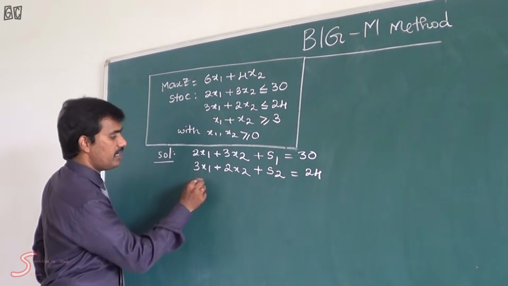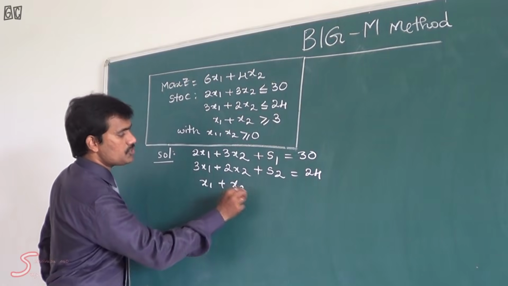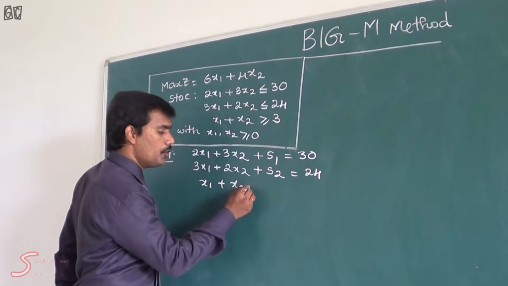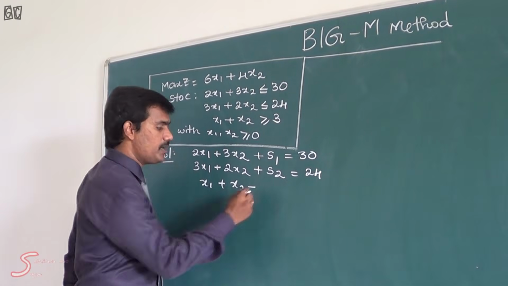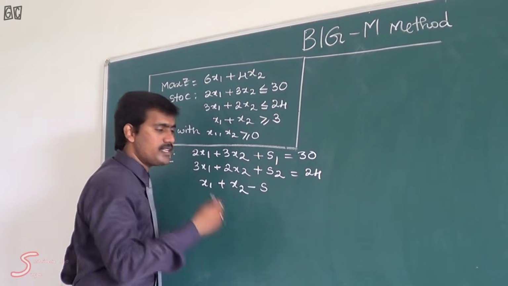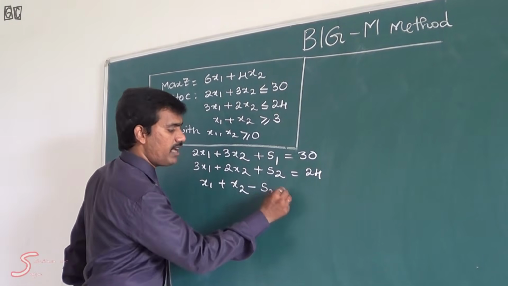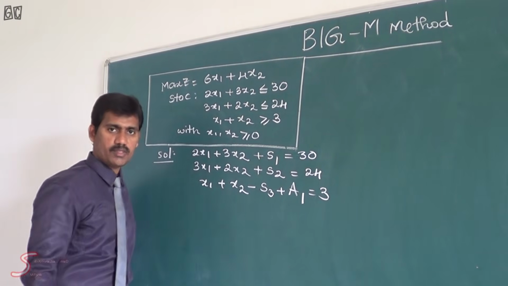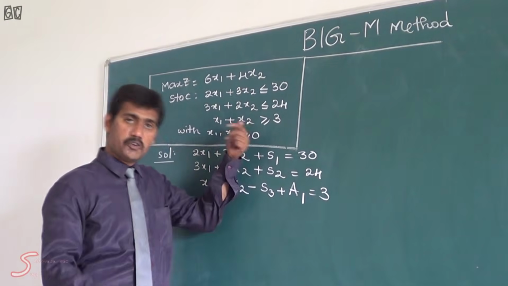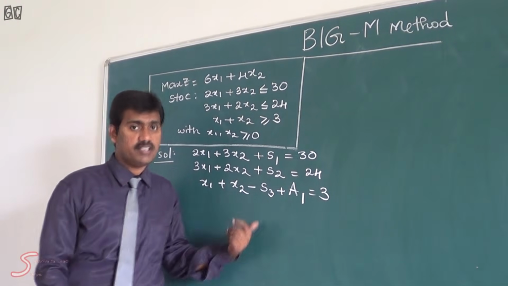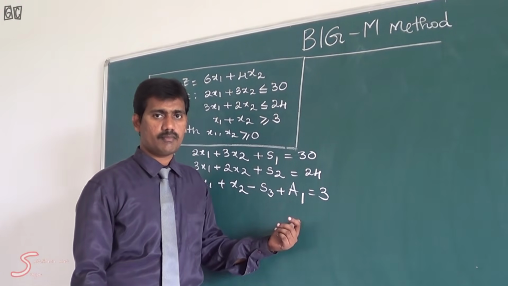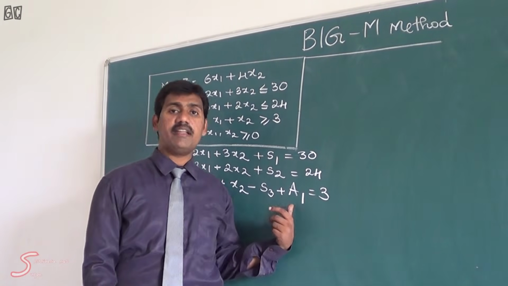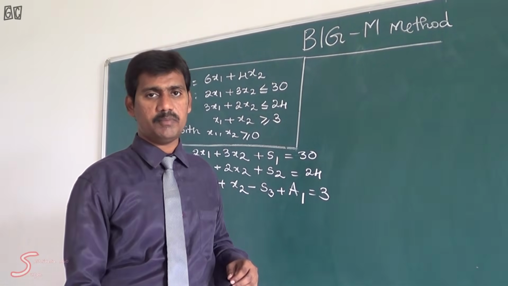And finally x1 plus x2 is of the greater than or equal to 10 form, so we have to introduce a surplus variable. Surplus means subtracting one, and adding an artificial variable a1, equal to 3. So we use minus s3 plus a1. Clear? So s1, s2, s3 are the slack and surplus variables and a1 is the artificial variable.